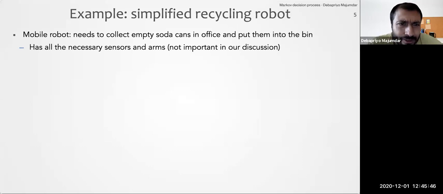And suppose it has all the necessary sensors and arms, so that's not important in our discussion. So it can detect, yes, it's a can that I need to put, and it can actually hold it and put it. Those are AI too, right? The detection is actually a computer vision or image detection kind of technique. So it's not what we are interested in right now.